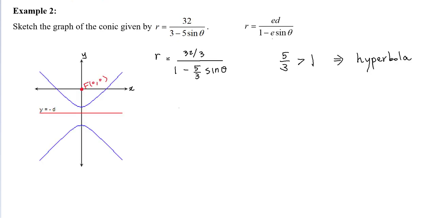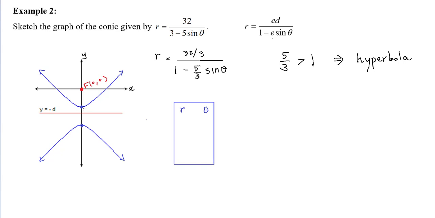Now I need to find the vertices, the endpoints of the transverse axis. Now the vertex is sitting on the y-axis. Now on the y-axis, the angle theta has to be either pi over 2 or 3 pi over 2. So I need to find the vertex, I need r, theta.